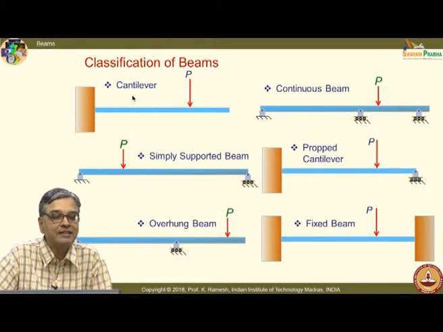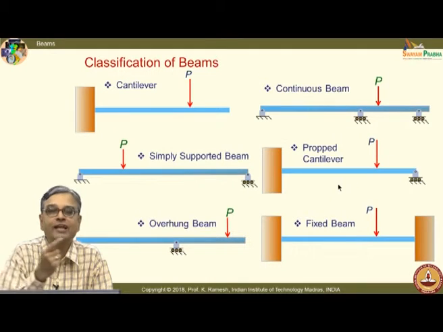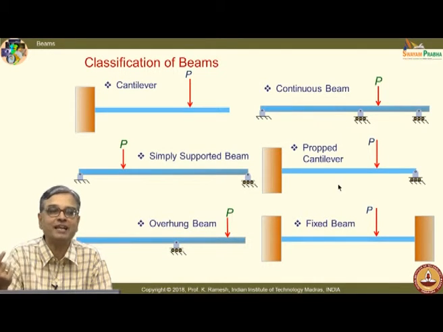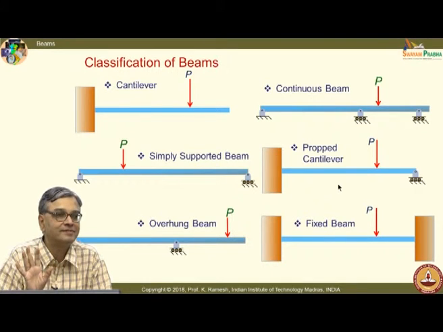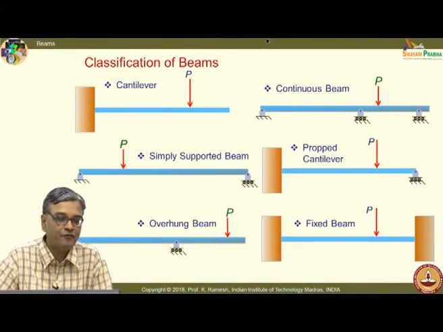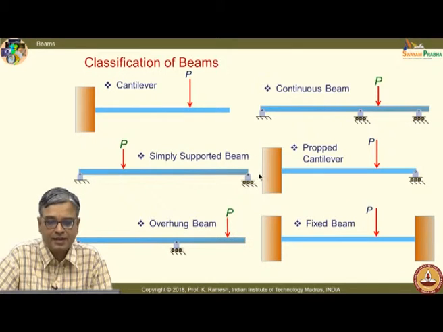What do you have in this segment and what do you have in this segment? Even if you take one example on the left, one example on the right, you can find out the classification. Let us take a simply supported beam. How many unknowns do I have here? I have 2 and I have 1. I can write 3 equations, I can solve for all of them.